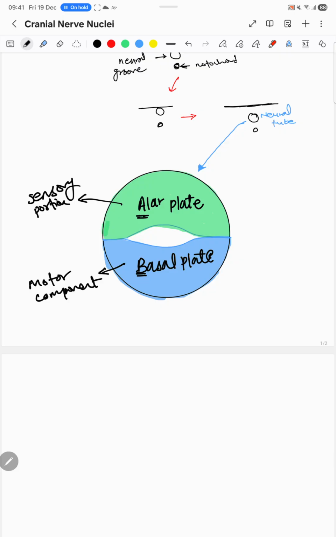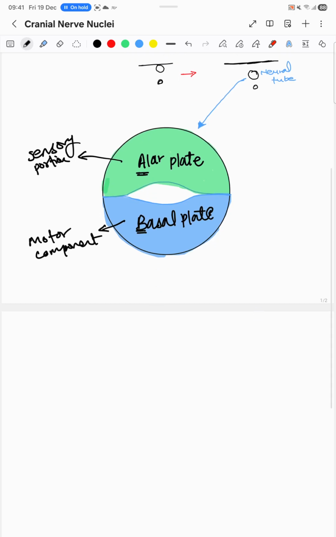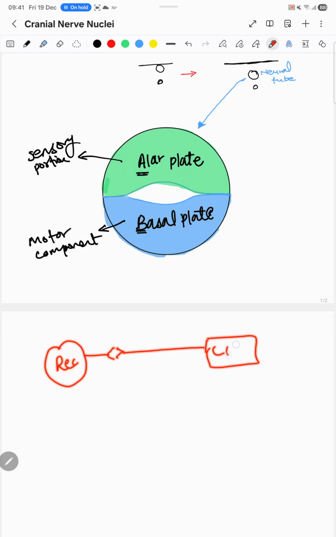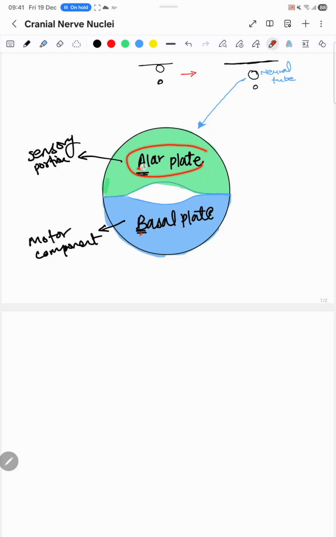How does this work? Just for the sake of understanding, let's say this is the sensory, if there's actually a receptor, it would be a sensory nerve. It carries to the central nervous system, and then this comes and gives it the motor system. So this has to be the motor nerve, this has to be the sensory nerve, right? So the alar plate, since A comes before B, is the sensory portion, and B is the motor component.